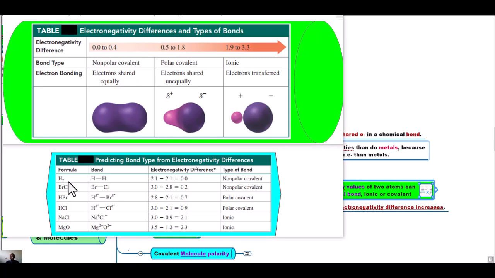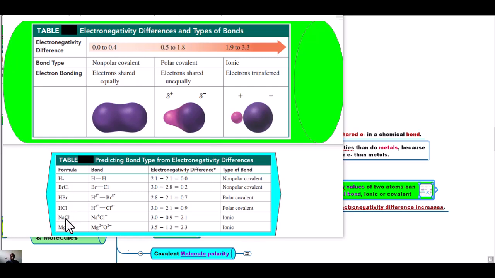This is one way. For example, if you consider the hydrogen molecule, the bond between hydrogen and hydrogen is nonpolar, and the molecule is a nonpolar molecule because its electronegativity difference is 0. If you consider bromine chloride, the electronegativity difference is 0.2, which is in this range, so the bond type is nonpolar covalent bond, formed by equal sharing of electrons. And if you consider hydrogen bromide, the electronegativity difference is 0.7, which is in this range, so this is a polar covalent bond, but the sharing of electrons is unequal, so there is partial positive and partial negative.